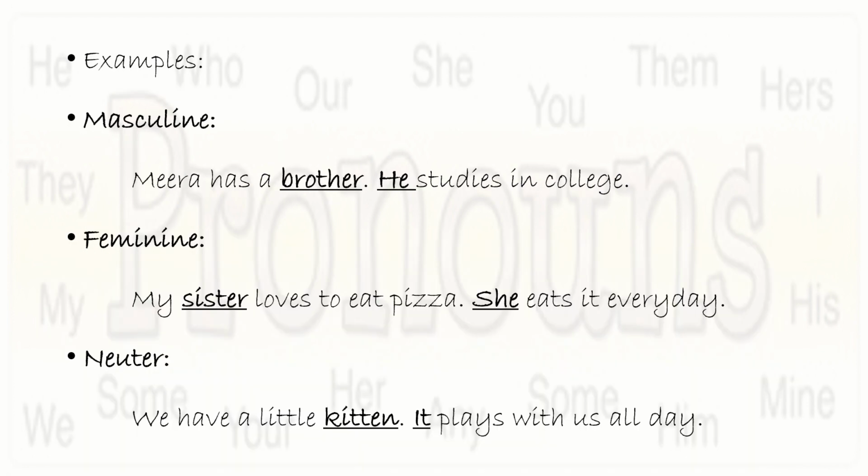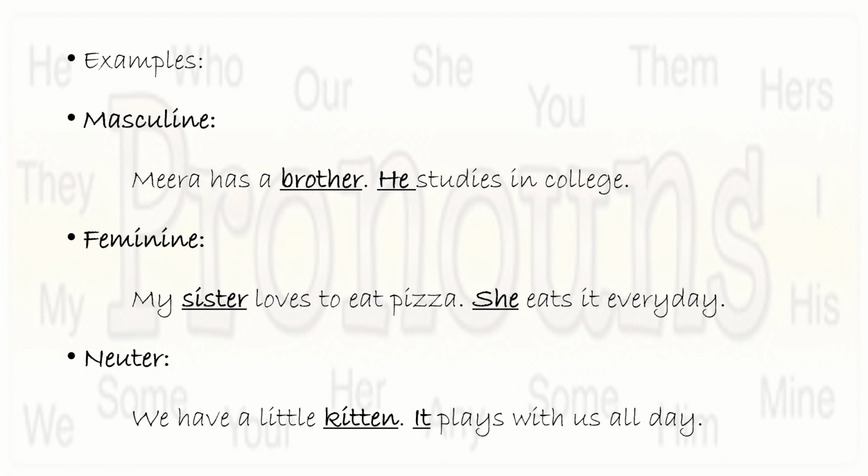Examples are, Meera has a brother. He studies in college. Here we are not talking about Meera. We are talking about her brother. So he studies in college. My sister loves to eat pizza. She eats it every day. Here we are not talking about yourself or myself. We are talking about our sister. So my sister loves to eat pizza. She eats it every day.